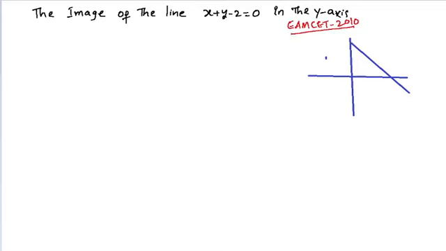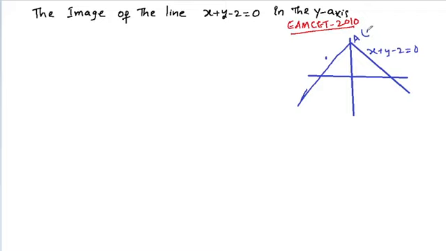This is the line. The line is x plus y minus 2 is equal to 0. Image of the line x plus y minus 2 is equal to 0 in the y-axis. That means this is the image line. This is the image of the line.